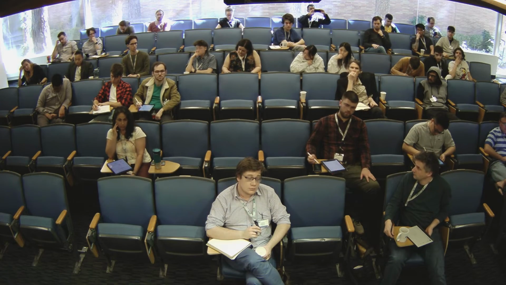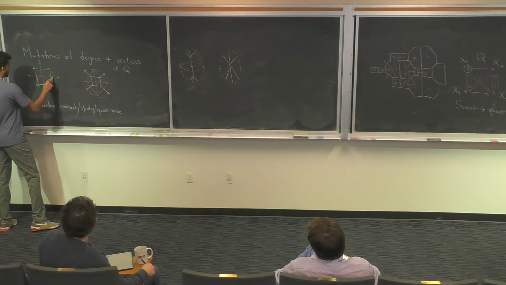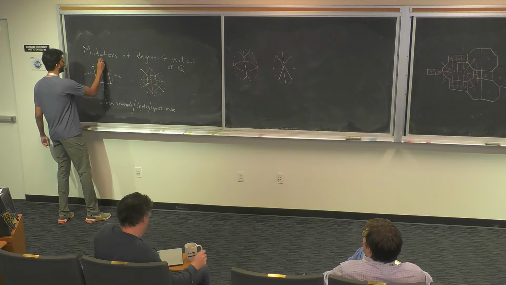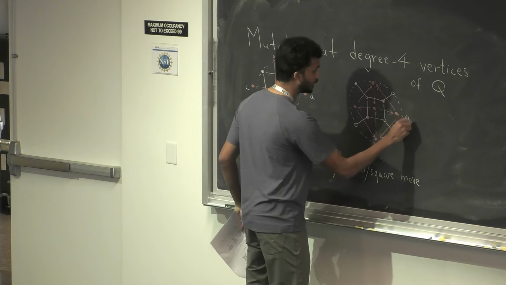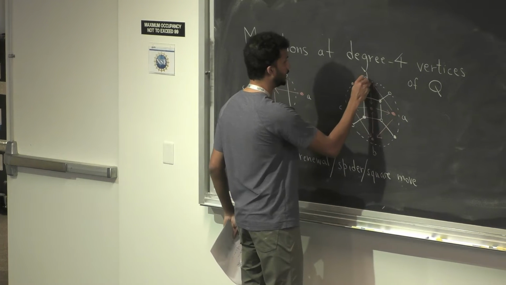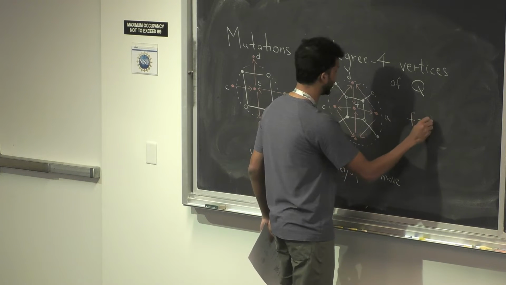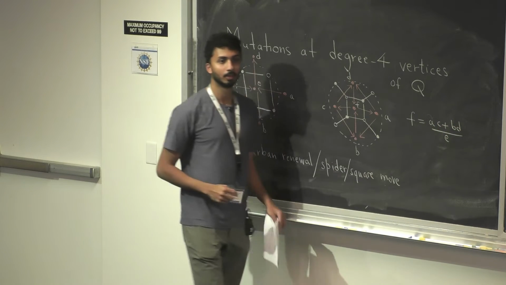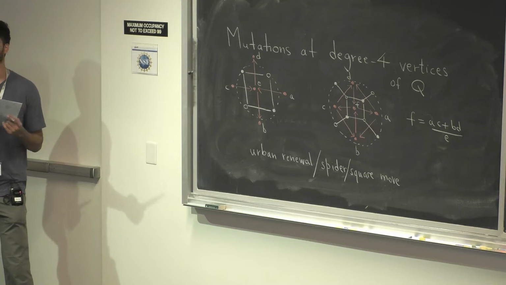Can you write down what the seeds would look like when you do this transformation? Yeah, so for each of these faces, you would have a cluster variable. Let's just call them A, B, C, D, and then this would be E. And these are the same, and this cluster variable is going to become something new, which is this.